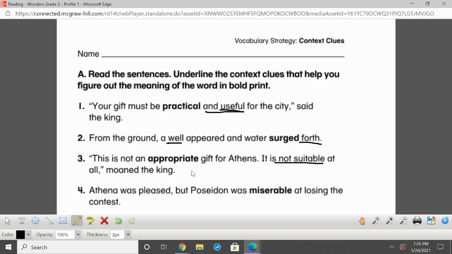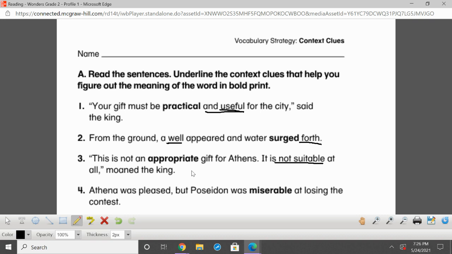Last one we're going to do. Athena was pleased, but Poseidon was miserable at losing the contest. So the word that we don't know is miserable. So I'm going to challenge you this time. I want you to listen to this one more time as I read it. Athena was pleased, but Poseidon was miserable at losing the contest.